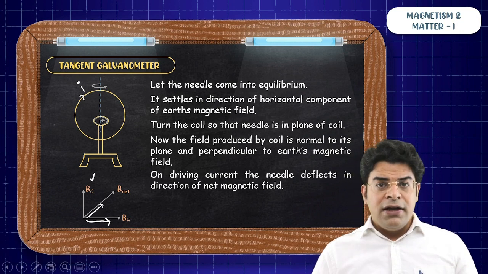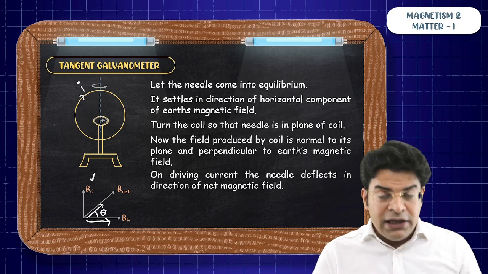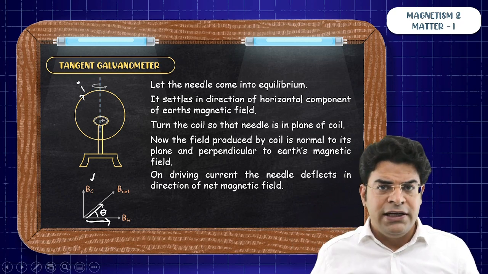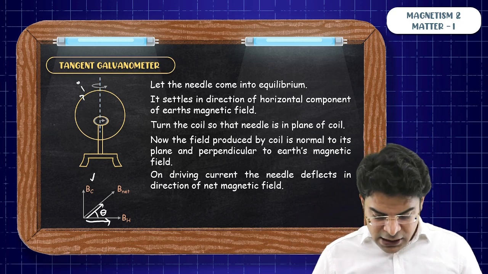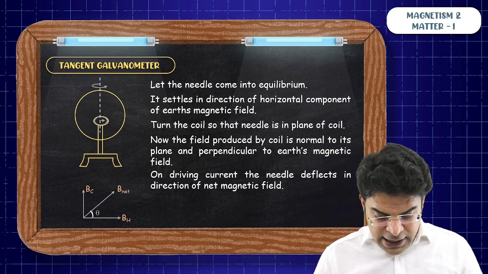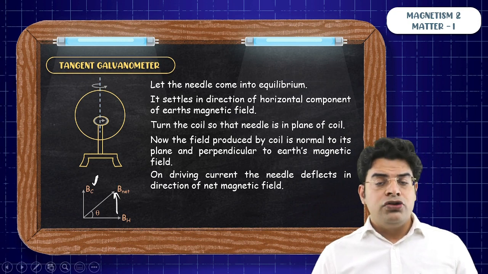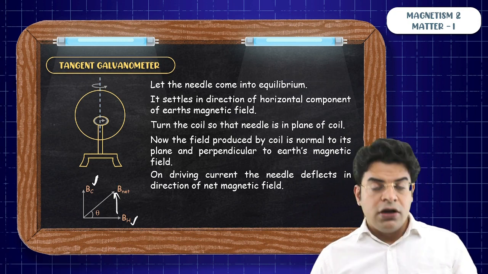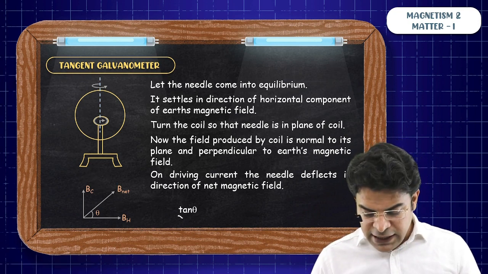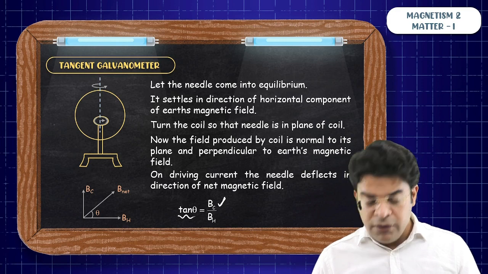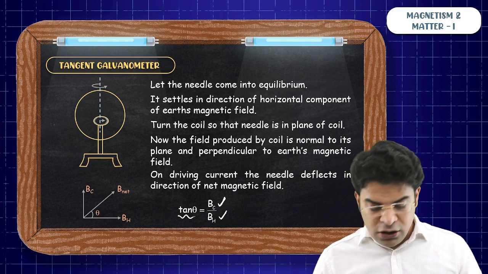So the needle deflects by some angle theta, and this deflection shown by the needle, theta, can be found using tan theta equals the magnetic field produced by the coil upon the horizontal component of Earth's magnetic field.